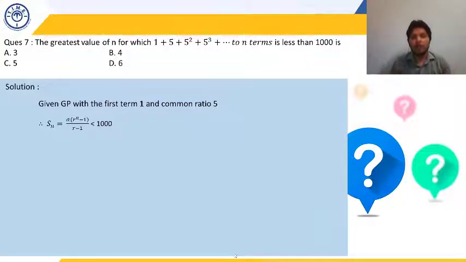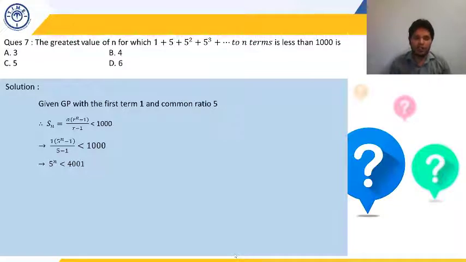And we want their sum to be less than 1000. Just plug in the values. First term here is 1, so a is 1. Common ratio r is 5. Number of terms we need to find out. So 1 into 5 to the power n minus 1 divided by 5 minus 1 should be less than 1000. So 5 minus 1 is 4. 4 multiplied by 1000 will become 4000. So it will become 5 to the power n is less than 4001.